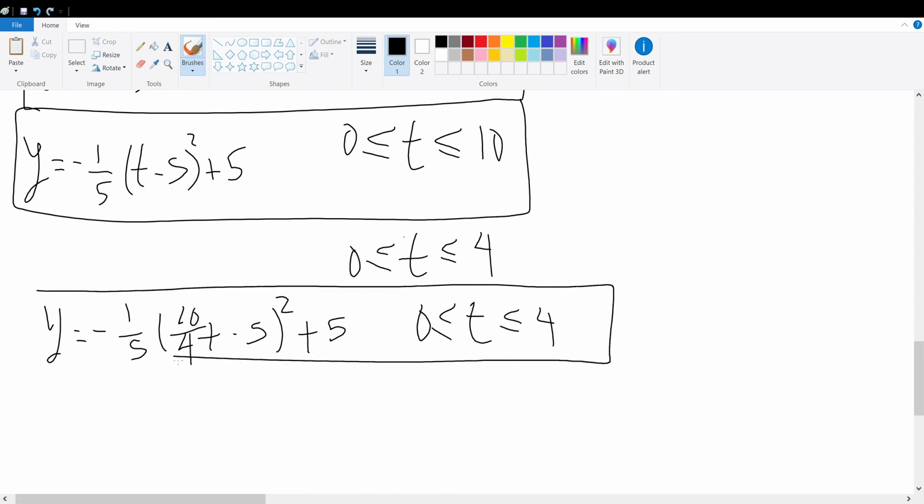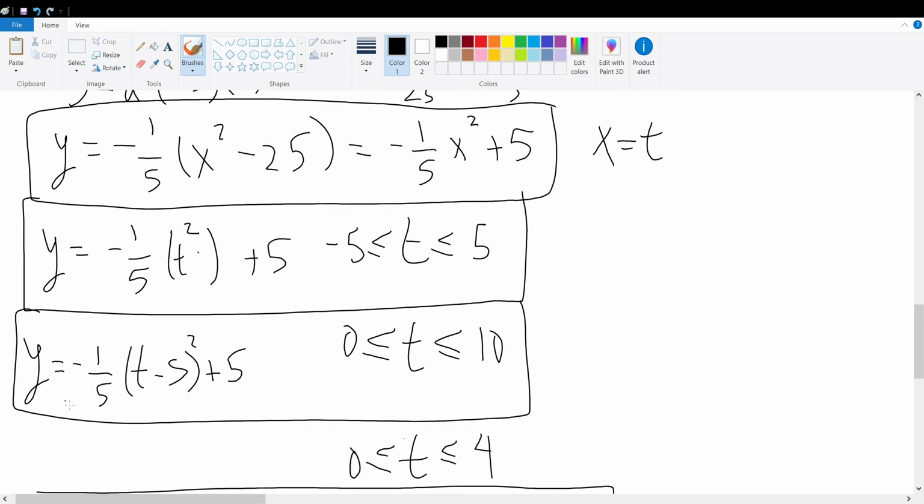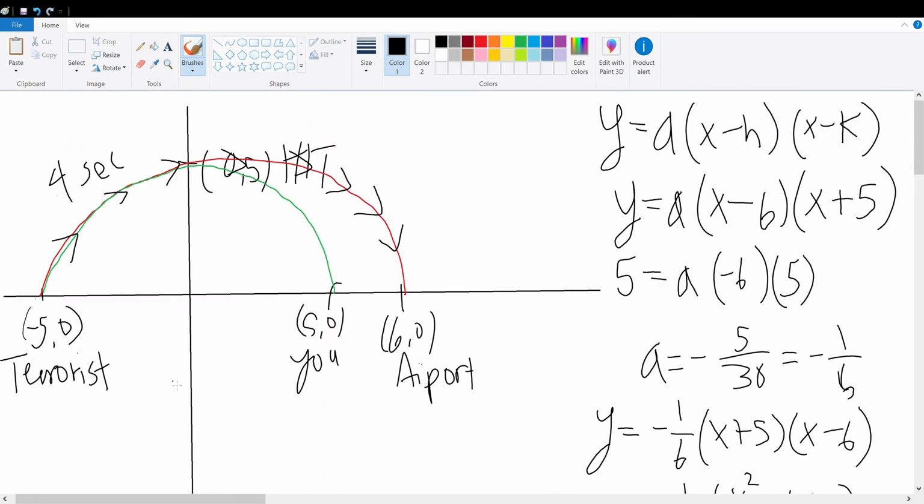Right here, y is equal to negative 1 over 5 multiplied by 10 over 4, which is simplified into 5 over 2, t minus 5 squared plus 5. This missile, launched at the same time the terrorist launches his, will save our airport and intercept it exactly in 4 seconds at the point 0, 5. And there we have an example of the usage of problematized equations in real-life scenarios.